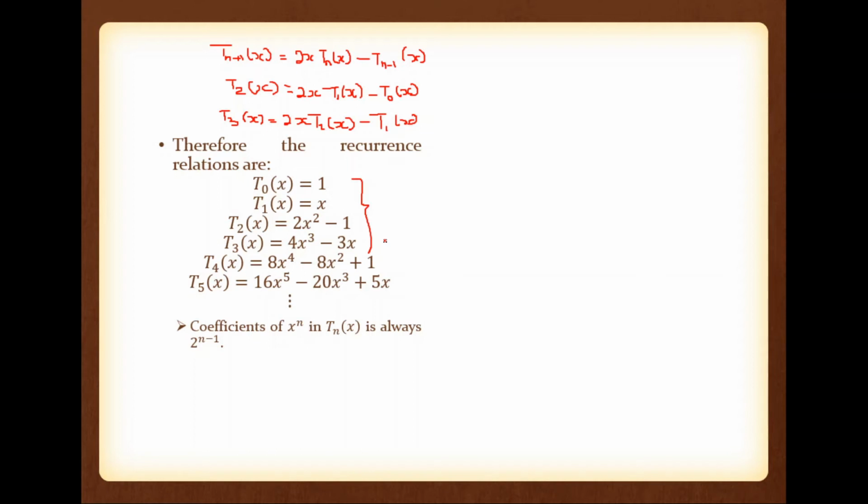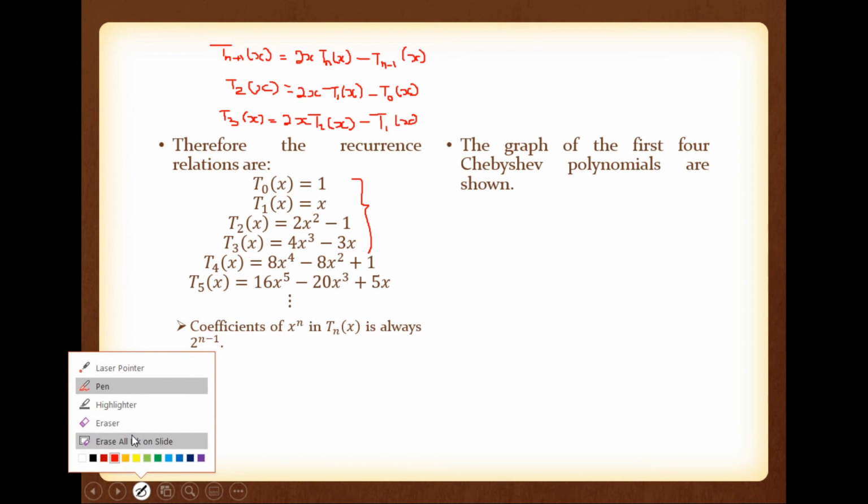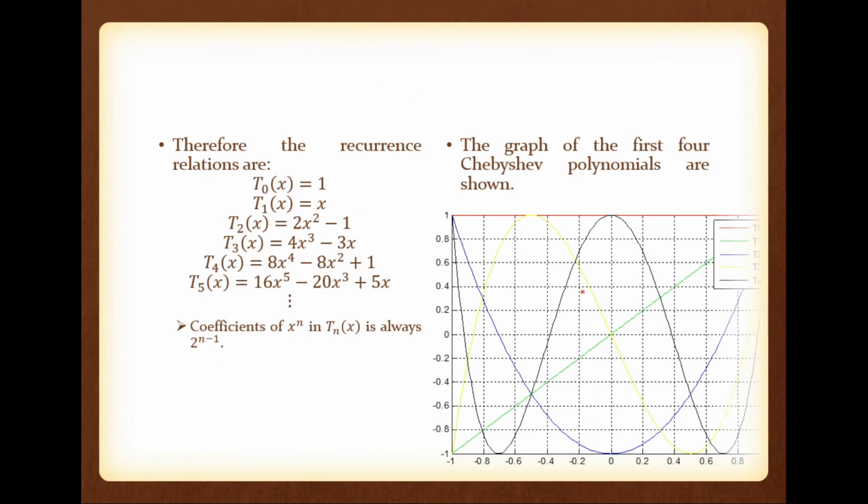So I am going to show the graph of the first 5 Chebyshev polynomials, that is from the 0th degree polynomial to the 4th degree polynomial, from x equal to minus 1 to plus 1. So this is the graphical representation of the Chebyshev polynomials from T0 to T4.